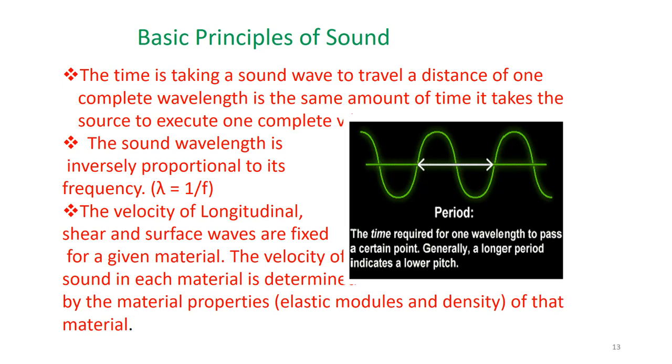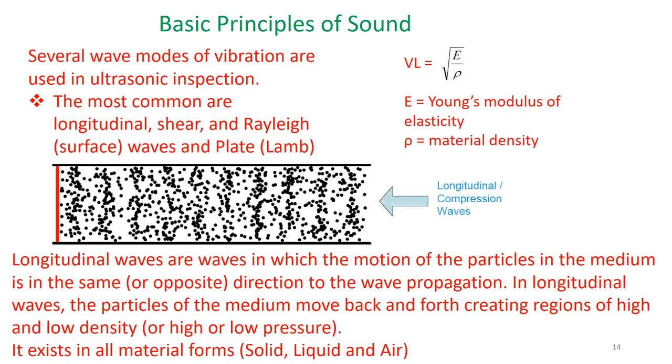The velocities of longitudinal, shear and surface waves are fixed for a given material. The velocity of sound in each material is determined by material properties, the elastic modulus and the density of that material. The longitudinal velocity is equal to the square root of Young's modulus of elasticity divided by material density.